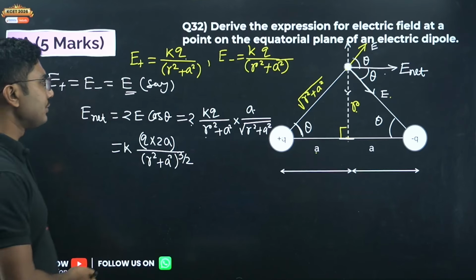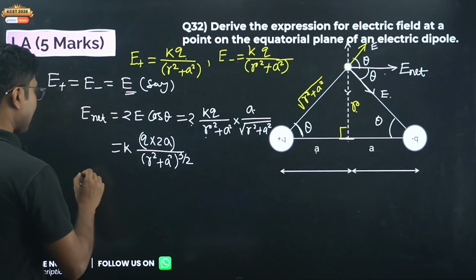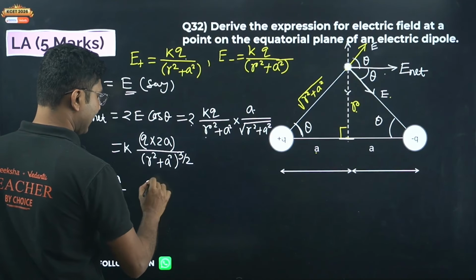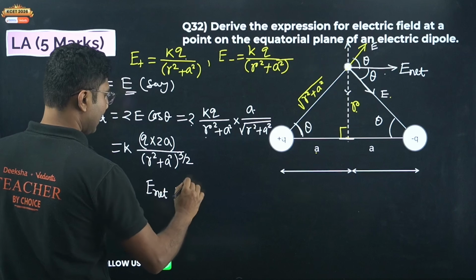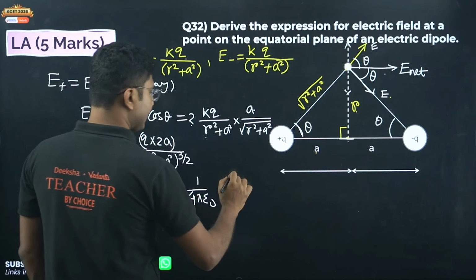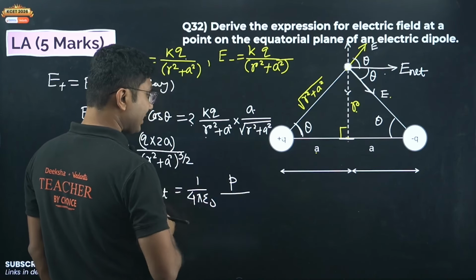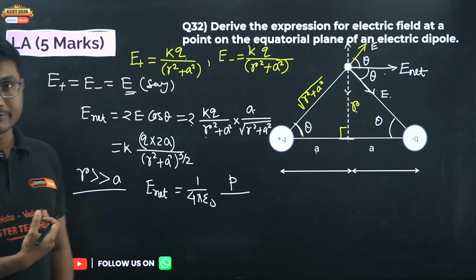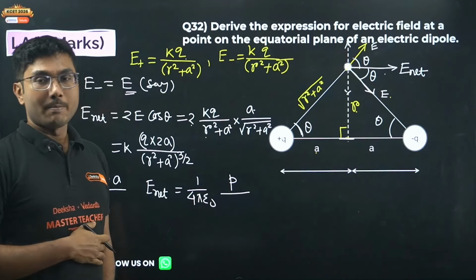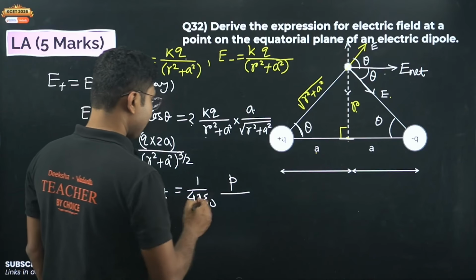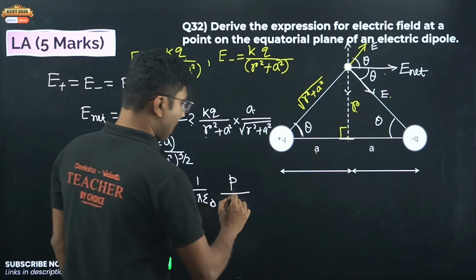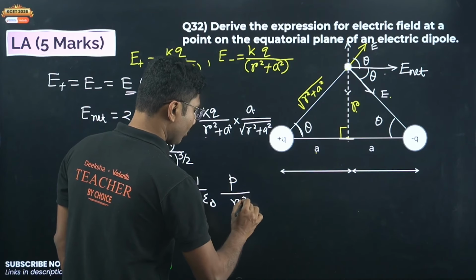Now again we will use the same approximation, that is R is greater than A. So in that case the net electric field will be 1 by 4 pi epsilon naught. This Q into 2A is our dipole moment. You have to mention that in the derivation, because I have mentioned it in the previous derivation. I am not mentioning it in this particular derivation, but you don't make that mistake, and you have to mention that in the concurrent derivation as well. Because we are ignoring this A, it will be R square to the power of 3 by 2, so it will be R cube.